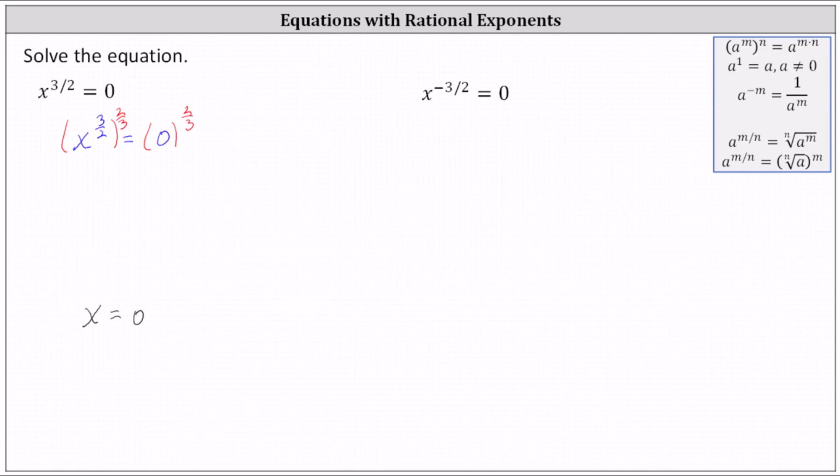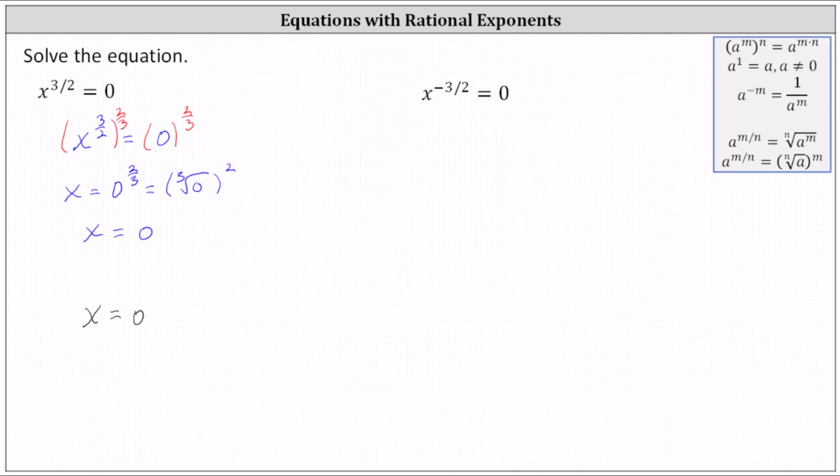X to the first equals x. We have x equals 0 to the power of positive 2/3, which we may also recognize is equal to 0, or if we did convert to radical form, the denominator of 3 indicates the index, the numerator of 2 indicates the exponent. We have the square of the cube root of 0, which is still 0. The solution is x equals 0.